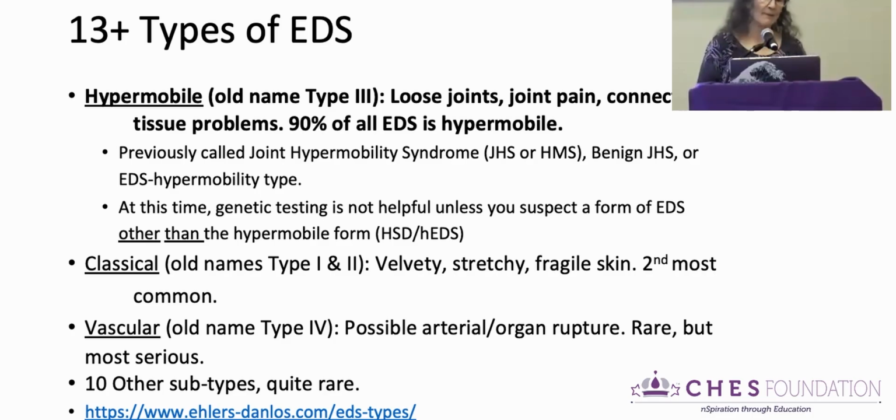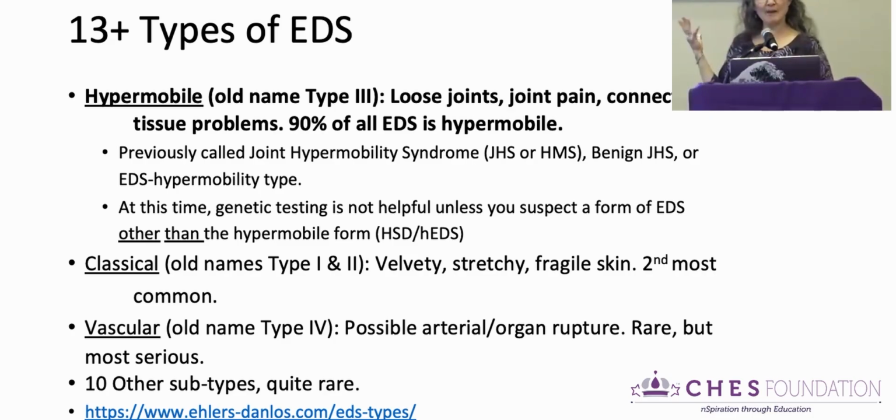Hypermobile type is the most common and explains 90% of all Ehlers-Danlos. And there is no genetic test for that one. There's a genetic test for all of the rest, but not for hypermobile. And I have lots of patients who say, I talked to my doctor, I said I had EDS. They said, well, you had a genetic test, and that shows that they don't understand hypermobile EDS, right? There is no genetic test for the hypermobile type. And that's what I'm going to be talking about most today.